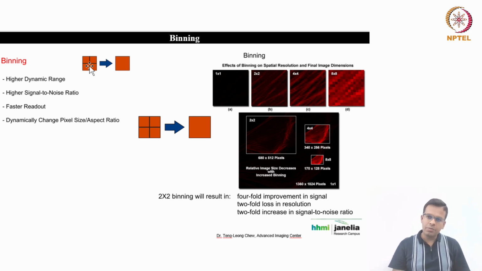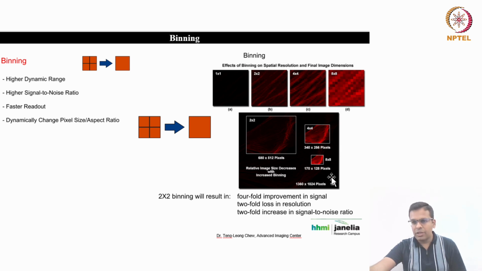So by using this binning option, you can go fast, but it is at the cost of resolution. Generally, in some applications people may go up to 2 by 2 binning, but it's generally not a good idea to go for 4 by 4 or 8 by 8. Also, you can see that the size of your image reduces if you go for binning. With 1 by 1 binning, meaning no binning, the image size is like this. When you go for 2 by 2 binning, the image size reduces to this. With 4 by 4 binning, it reduces to this many pixels, and with 8 by 8 binning, the image size reduces further.